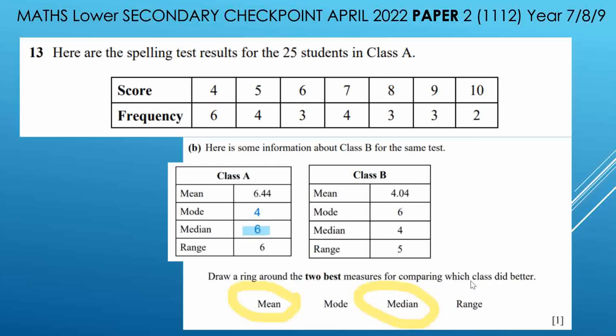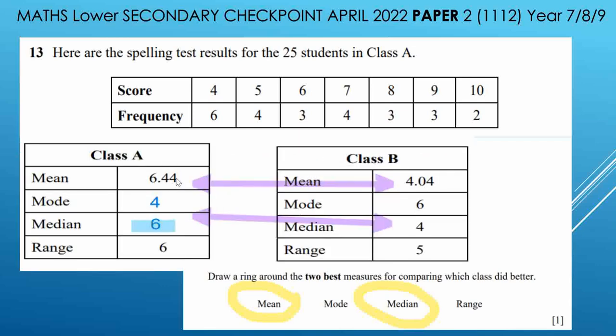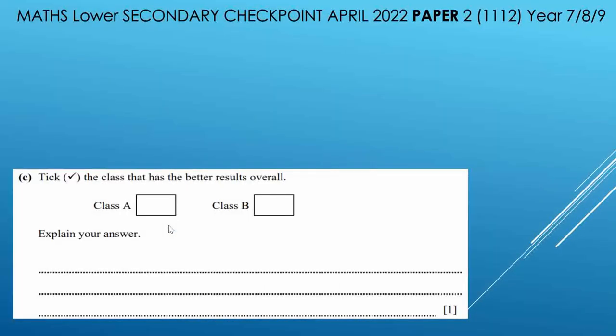Well, here's the answer: mean and median. If we compare the means, it clearly shows that class A did better, and the median, the middle value, is also 6. So mean and median. Next, Question C.